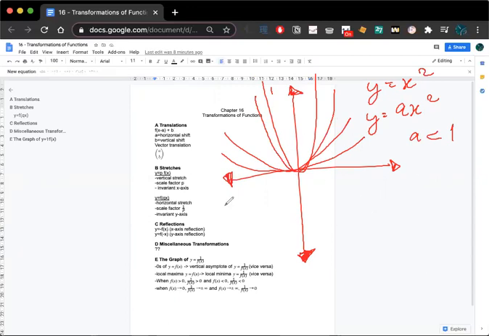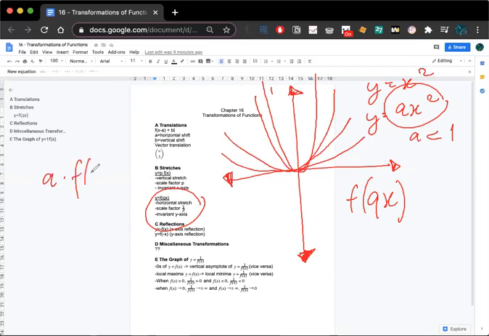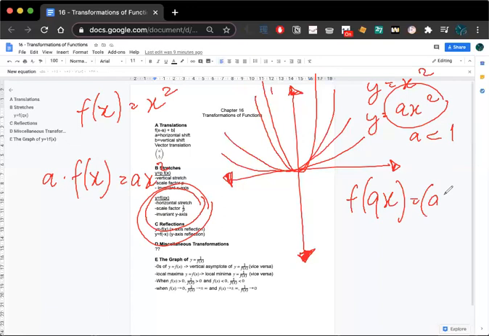And then you also have horizontal stretches, which happens when you insert the value inside of the function. For vertical stretches, we insert it outside. So if you have a times f(x) and f(x) is equal to x squared, then this would be ax squared. But for this one, it would be (ax) squared, so it becomes a squared x squared.